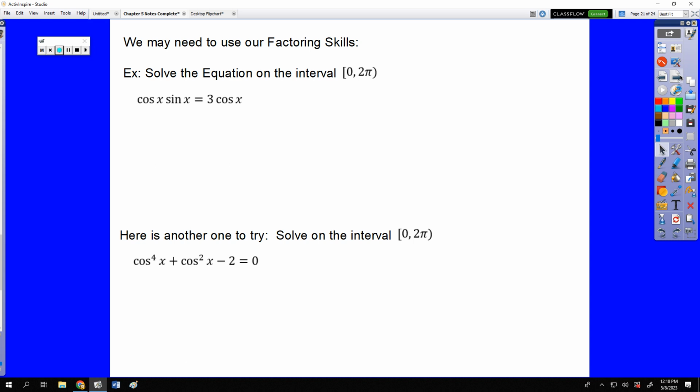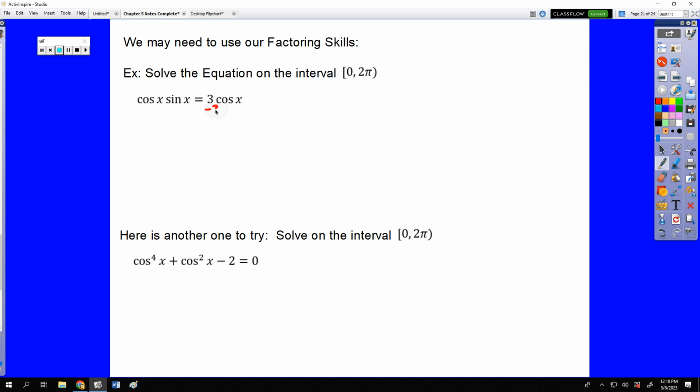So here in this next example, we may actually need to employ some factoring skills. This video is going to show several of them that are going to require some algebra skills to do. So first of all, when we look at this next example, cosine x sine x equals 3 cosine x, we need to realize that there's nothing we can do to get that down to only one trig function, which means we need to treat this like a factoring problem.